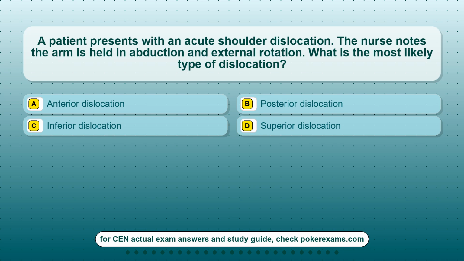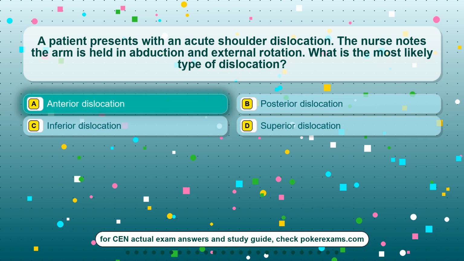Question 9. A patient presents with an acute shoulder dislocation. The nurse notes the arm is held in abduction and external rotation. What is the most likely type of dislocation? Option A, anterior dislocation. Option B, posterior dislocation. Option C, inferior dislocation. Option D, superior dislocation.